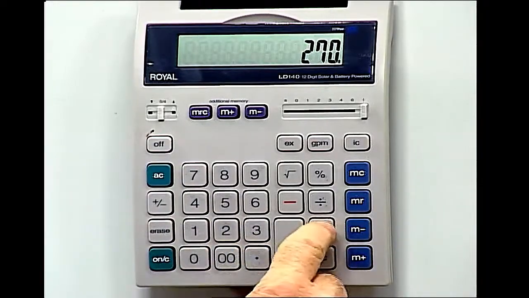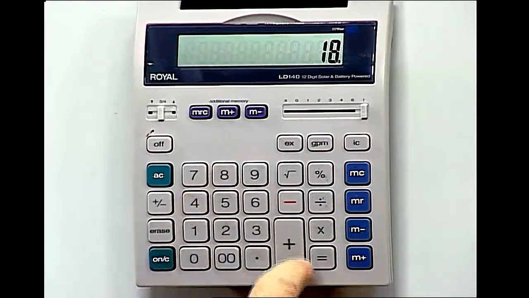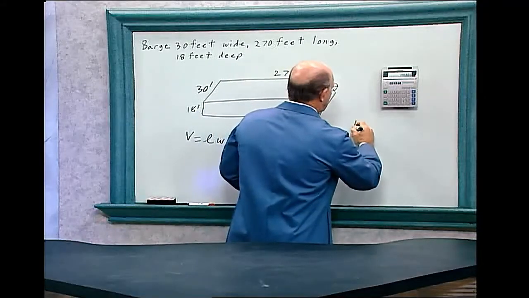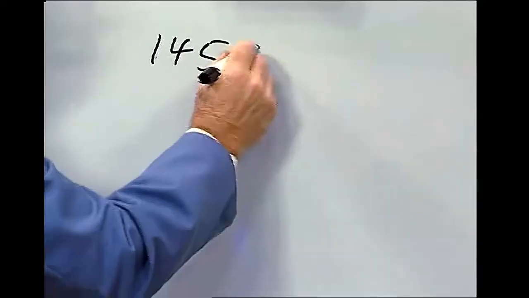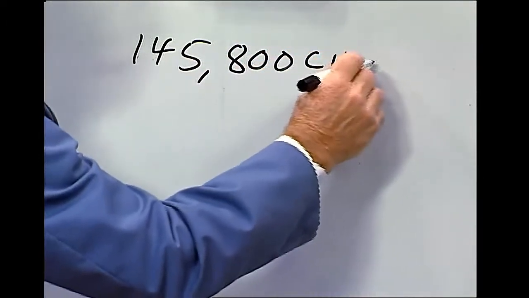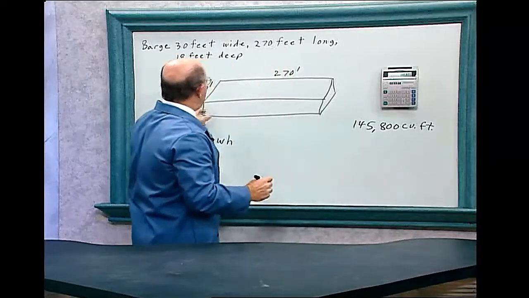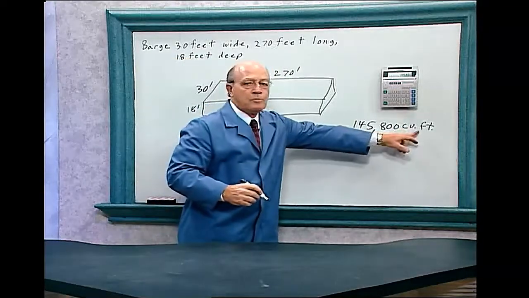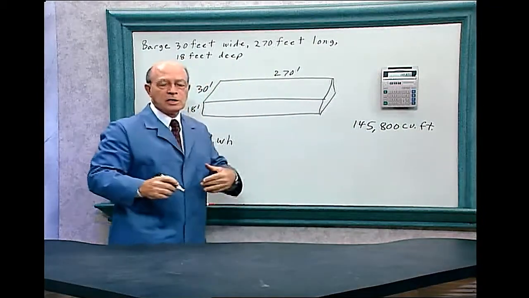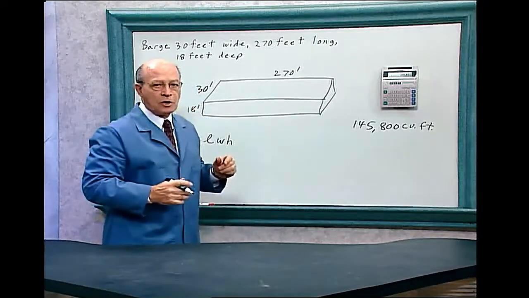270 times 30 times 18. That equals 145,800 cubic feet. Since these numbers are in feet, we have to put feet over here also. Now the question is, how many cubic yards does this barge hold?